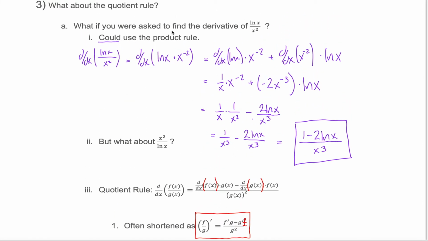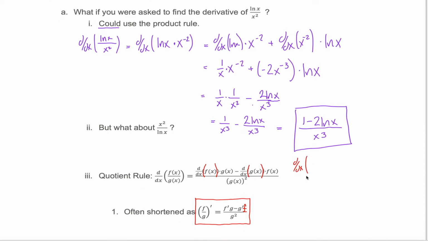Absolutely. Why don't we redo this problem right here with the quotient rule and make sure we get the same answer? The derivative of the natural log of x divided by x squared using the quotient rule is the derivative of the top, the derivative of the natural log of x, times x squared. From that, we want to subtract the derivative of x squared times the natural log of x. And then don't forget, we have to divide that whole thing by the bottom, x squared, squared.